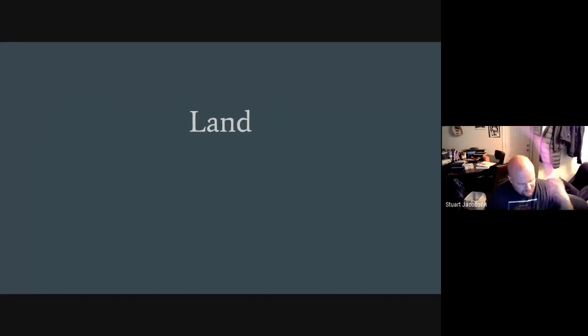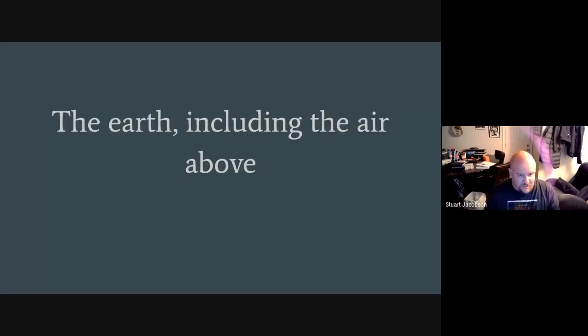Land. We're just talking a little bit about land. Now keep in mind, land is different than real estate, okay? Land is different than real estate. So land is the earth, including the air above, and I would also say the subsurface below. So again, real estate is the land, plus any improvements to it. That makes sense.